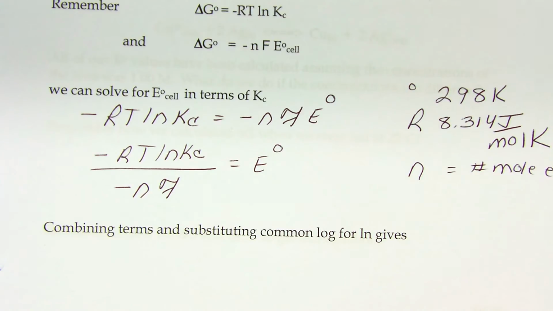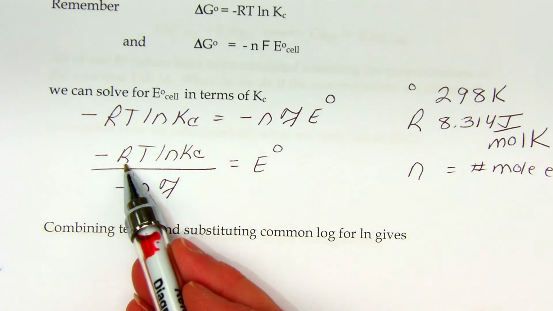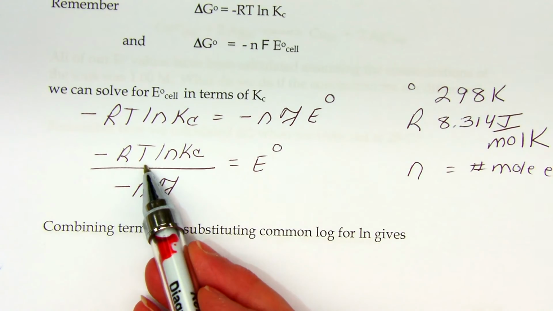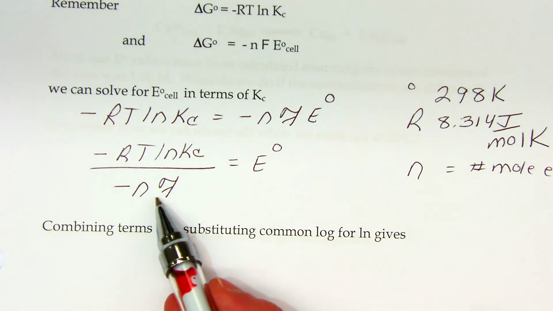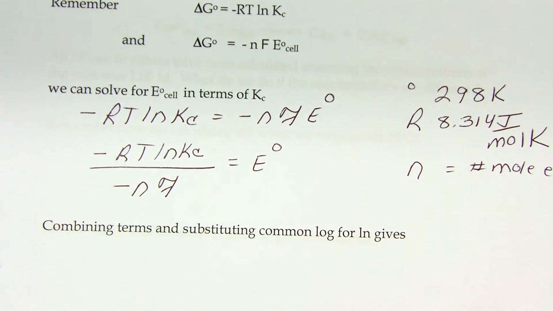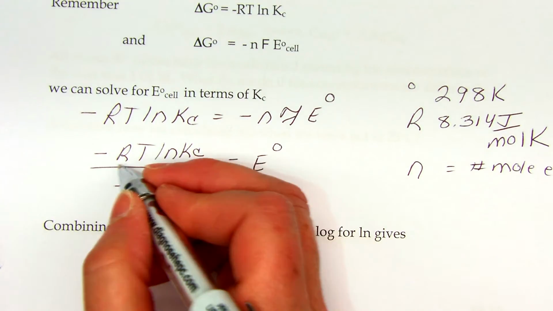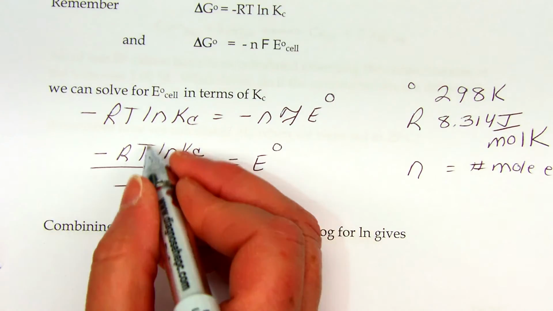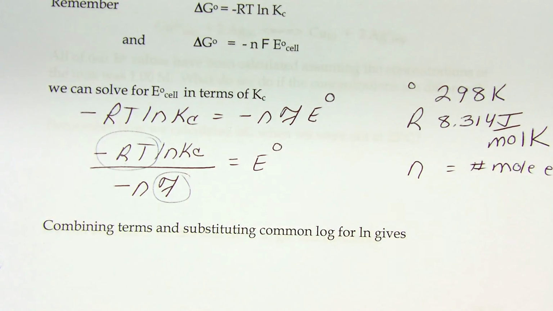So when we think about this, R is a constant. The temperature is constant at 298 Kelvin because we're under standard conditions. And the Faraday is a constant. So if we think of R, T, and F all being a constant, and we go ahead and combine these terms and then substitute switching the natural log into the base 10 log.